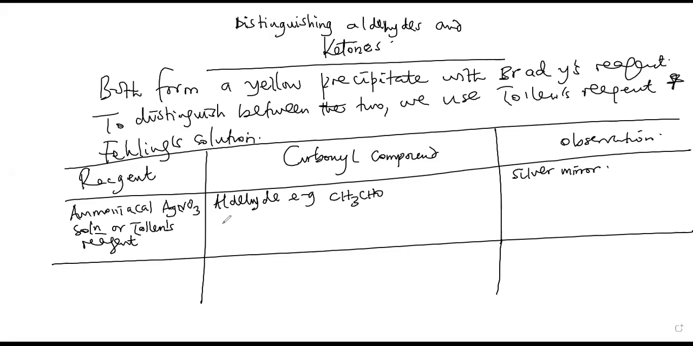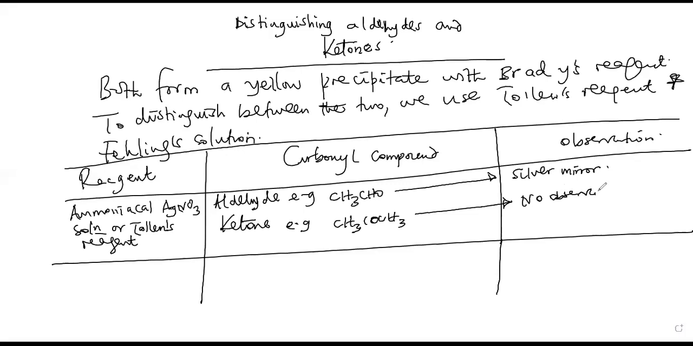But if it is a ketone, with an aldehyde you form a silver mirror, but with a ketone, e.g., if you have propanone, there is no observable change. There is no observable change with a ketone. Meaning aldehydes show a positive test with ammoniacal silver nitrate, whereas ketones do not.